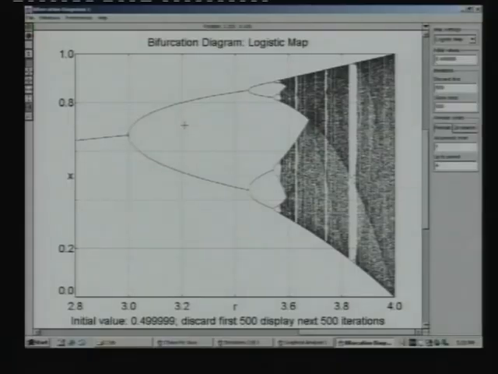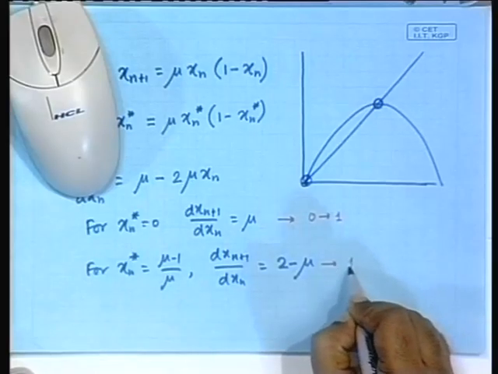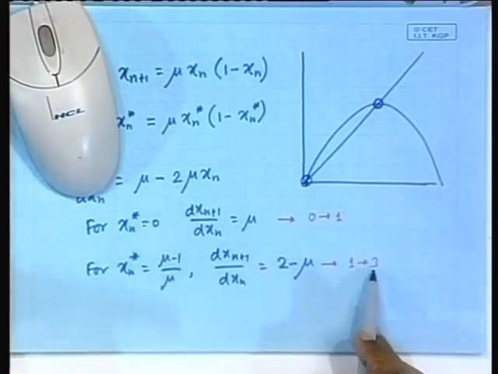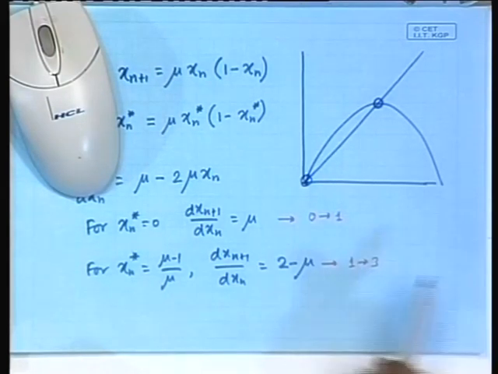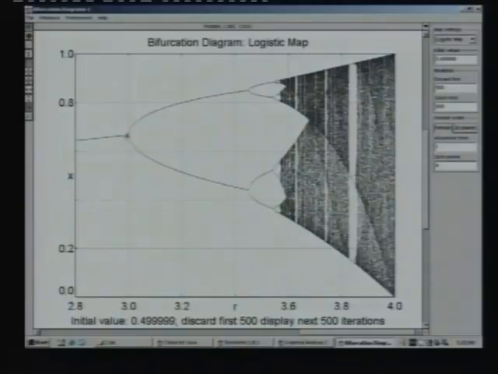Okay, fine. So we have decided that this fellow will be stable from 0 to 1, and this fellow will be stable from 1 to 3. At this 3 point, when the parameter value becomes 3, I expect this fellow to be unstable, and that is exactly what is happening here. At 3, I know that this fellow will become unstable.